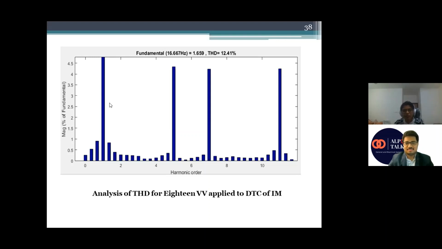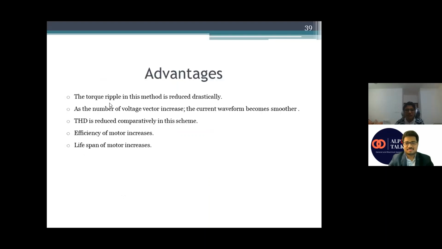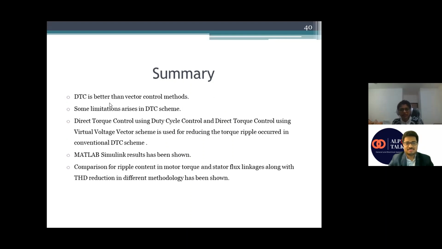from 23.11% to 12.41%, almost 50%. So these are the advantages: the current waveform becomes smoother, the flux waveform becomes smoother, torque ripple and flux ripple reduce drastically, our transient response becomes good, and the efficiency and lifespan of the motor become good. THD is reduced comparatively. All that was my work. I hope that was not boring.